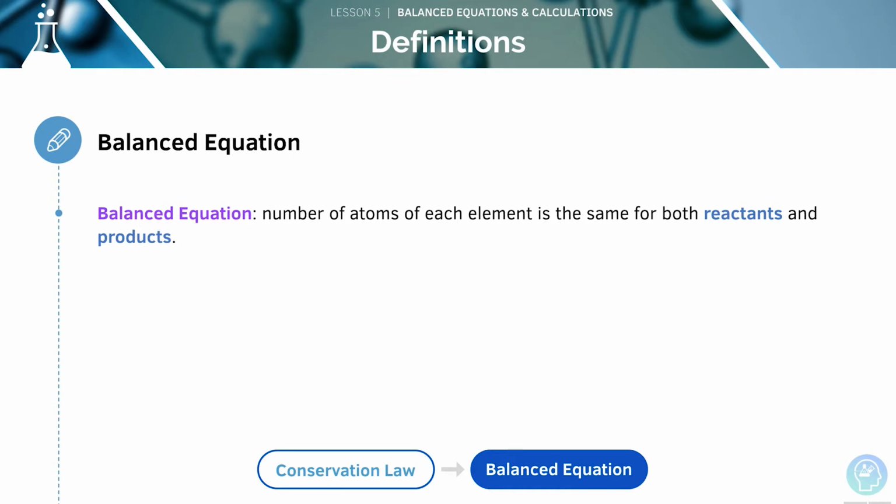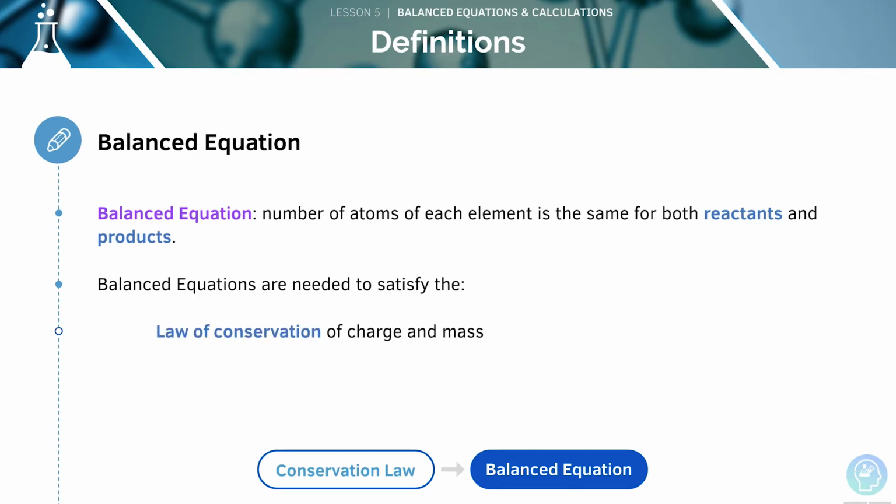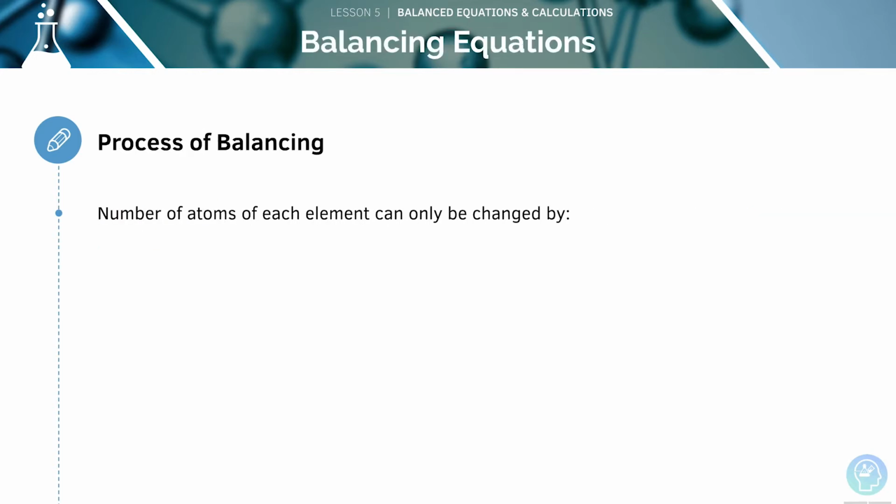In other words, a balanced equation has the same number of each atom of each element on both sides of the equation. The reason we must have balanced equations is to satisfy the law of conservation of charge and mass. In a balanced equation, you can only change the number of atoms of each element by adding whole numbers to either the reactants or the products. You can only change the number in front of the element symbol. This is called the coefficient number.